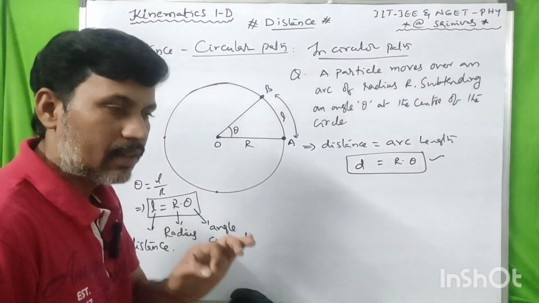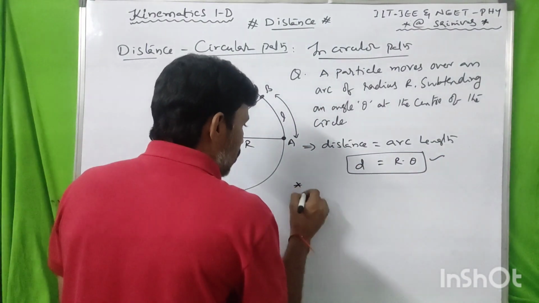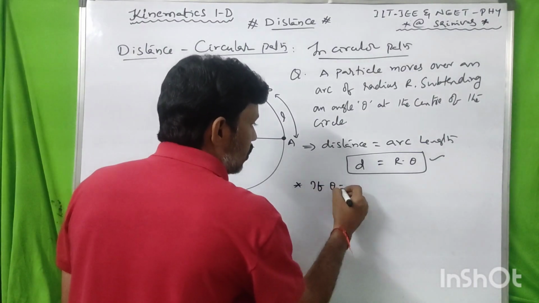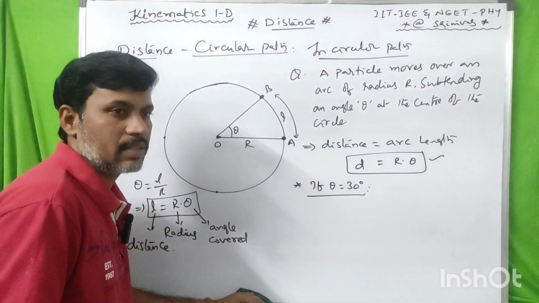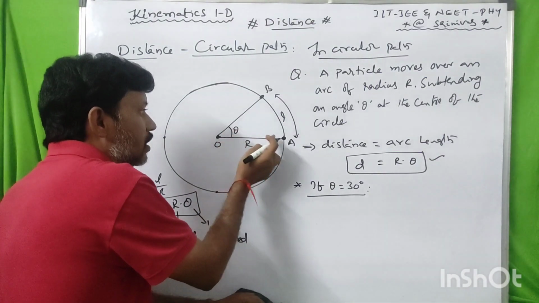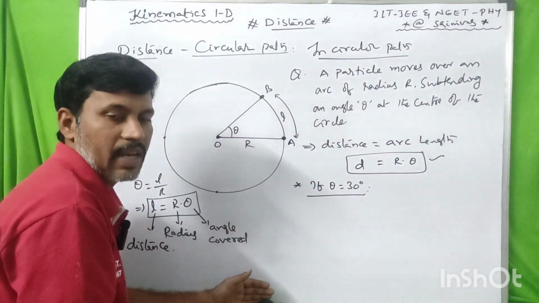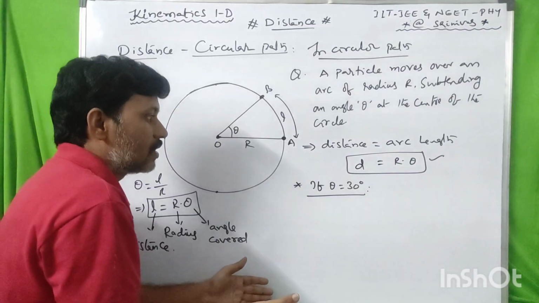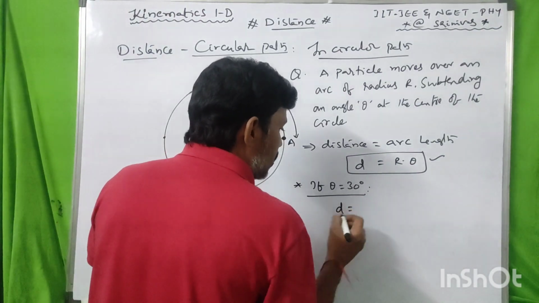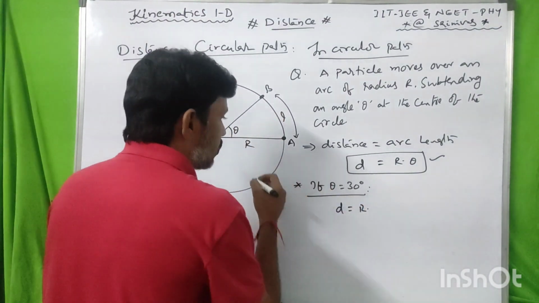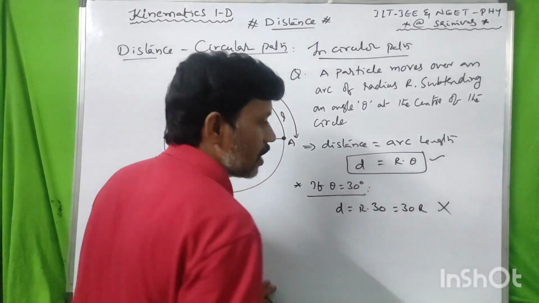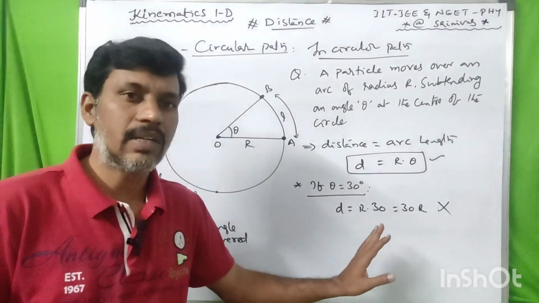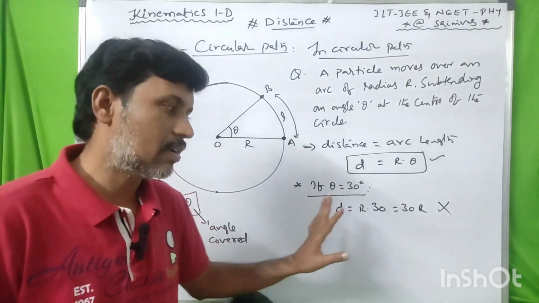Here there is a small technique. For example, if theta is equal to 30 degrees, how much distance is covered in the circle? Theta is equal to 30. We need to find the arc length. So D is equal to R, radius, into 30. This is equal to 30 R. Absolutely wrong. 30 degrees into R is absolutely wrong.